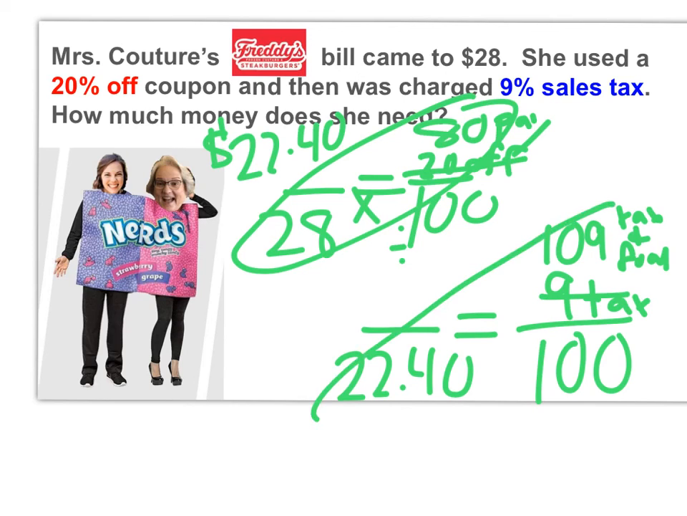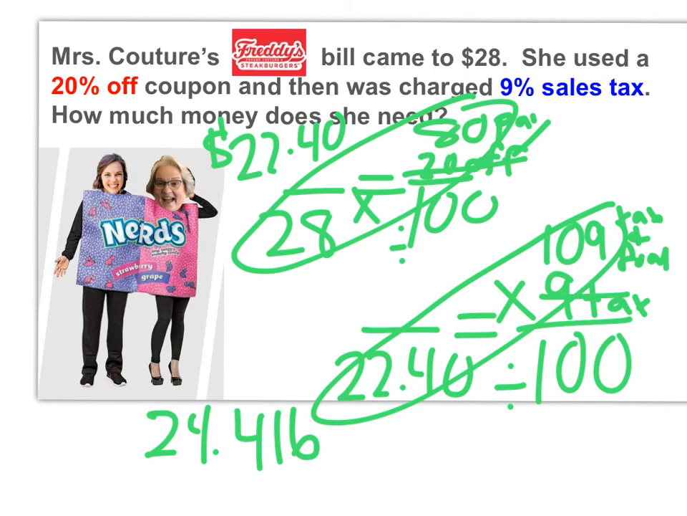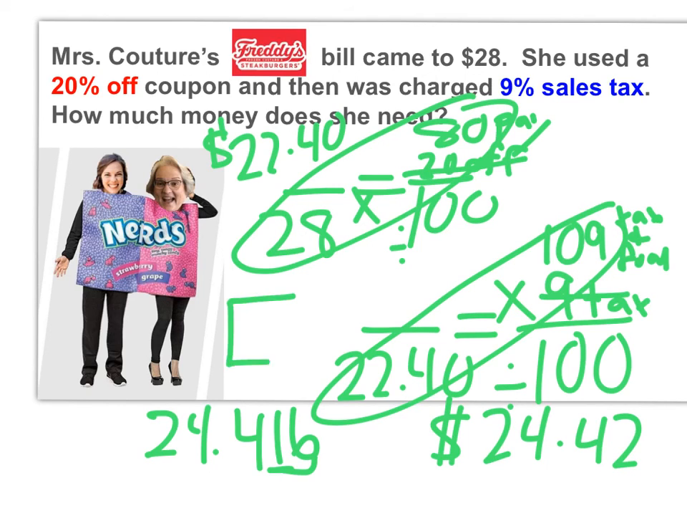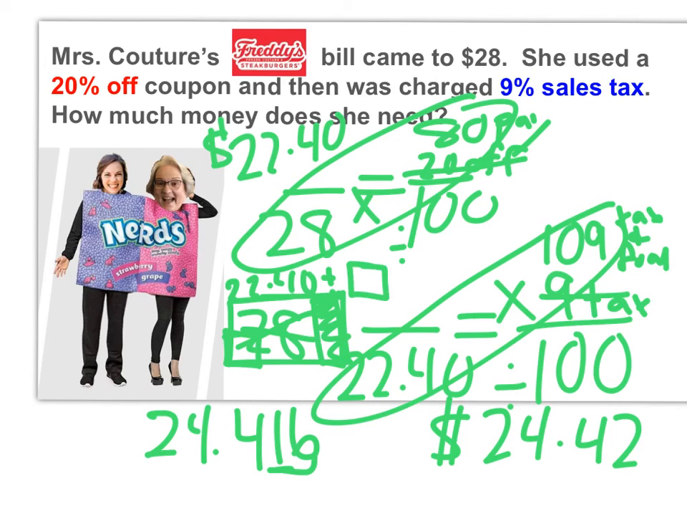Of course, again, we multiply the diagonals, divide by the other one, and it comes out to be 24.416. And since we're in money, we need to round to the nearest penny. So we look behind that 1 at the 6, it makes it go up, and our answer is $24.42. So again, what happened? Well, remember, it started out as a $28 meal. They chopped off 20% of it, and it changed from $28 to $22.40. Then they found a small percentage of that, 9%, and tacked that percentage on to $22.40 to get to our final answer of $24.42.